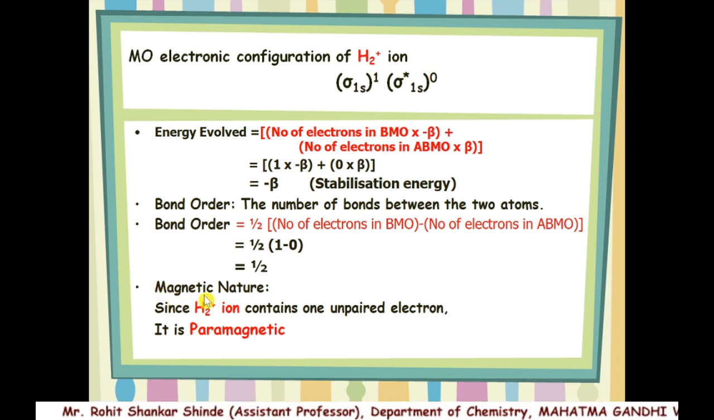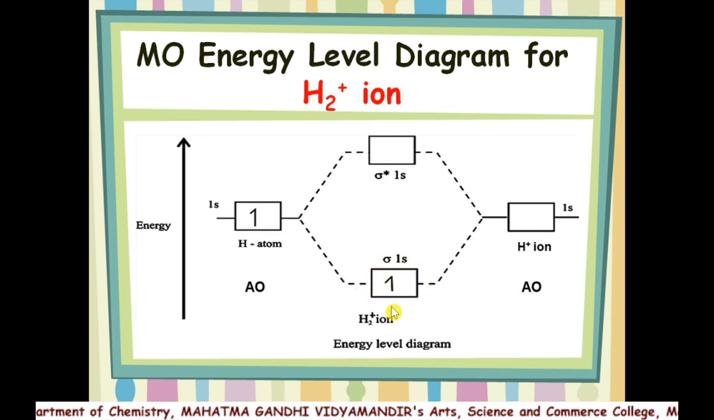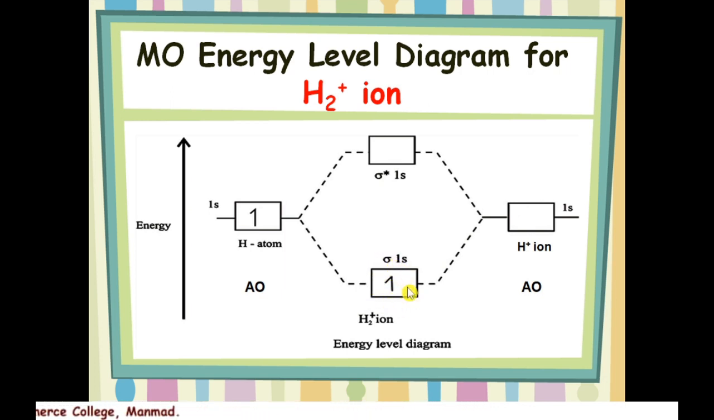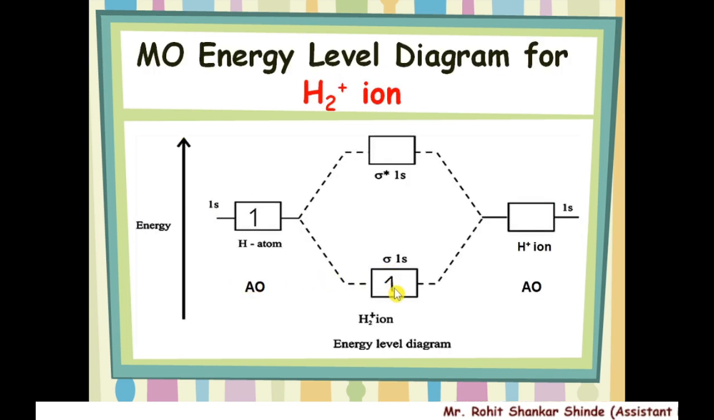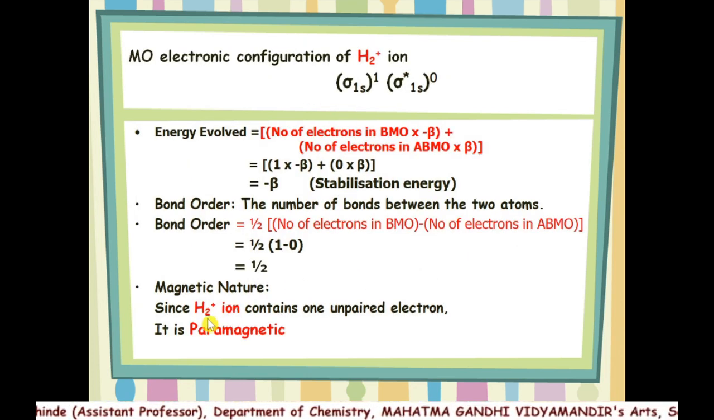Now let us see the magnetic nature of the H2 plus ion. You can see in this diagram there is presence of one unpaired electron. If an unpaired electron is present in the MOT diagram, it means that the molecule is paramagnetic in nature. If the molecule possesses all paired electrons, it means the molecule is diamagnetic. So in case of the H2 plus ion, it contains one unpaired electron and hence it is paramagnetic in nature.